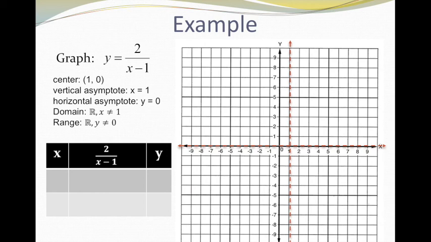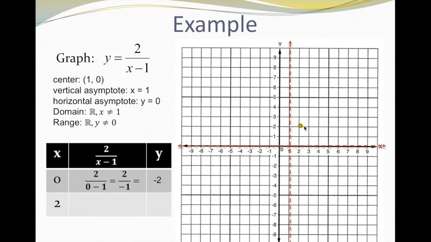Okay, so we need to create an XY chart. Now I need to pick values for x. I like to pick values on either side of my vertical asymptote. In this case, I'm going to pick 0 and 2. Now I'm going to substitute 0 into my equation and solve to find y. I have 2 over 0 minus 1, which equals 2 over negative 1, which is negative 2. So this point is going to be at 0, negative 2.